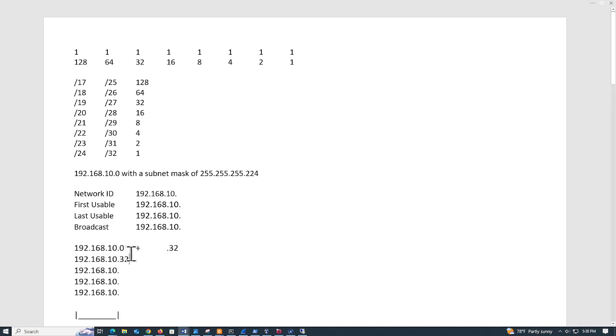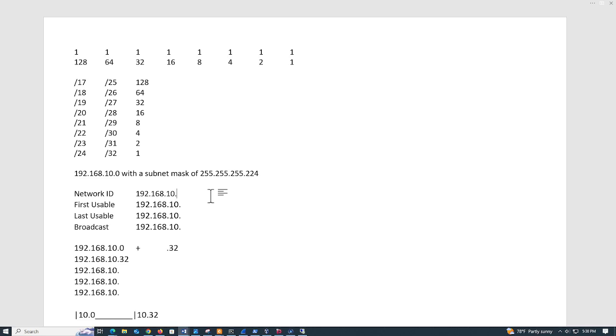These two are network IDs. We already know 10.0 is the network ID. We also know that the next network ID is 10.32, so I typically call this the goalpost. I know everything has to stay in here. Well, I try to do it so that you learn the network ID, the first usable, the broadcast, and the last usable.